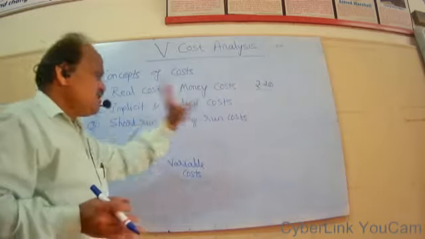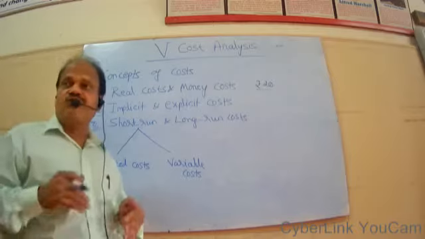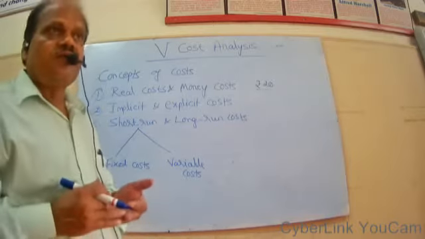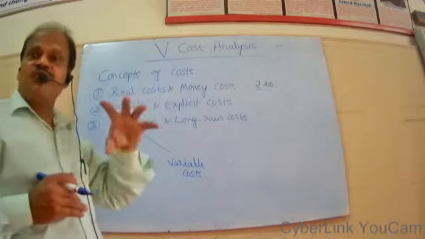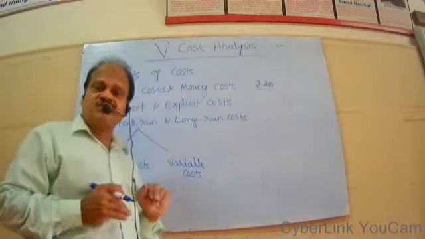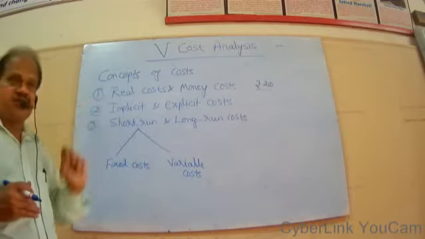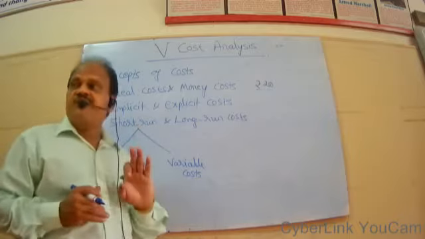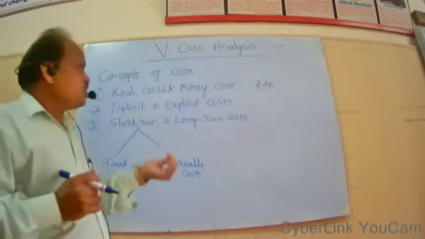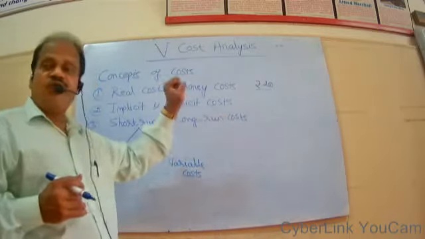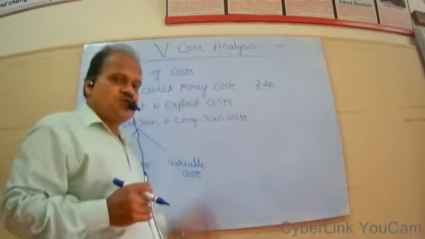Then, what are explicit costs? Explicit costs are the costs which are incurred for the use of hired inputs. A producer has to hire different inputs while producing a particular commodity or a service. For example, cost of land on rent, cost of labor if they are hired, wages will be given, cost of interest for loaned capital. So these are the examples of explicit costs.